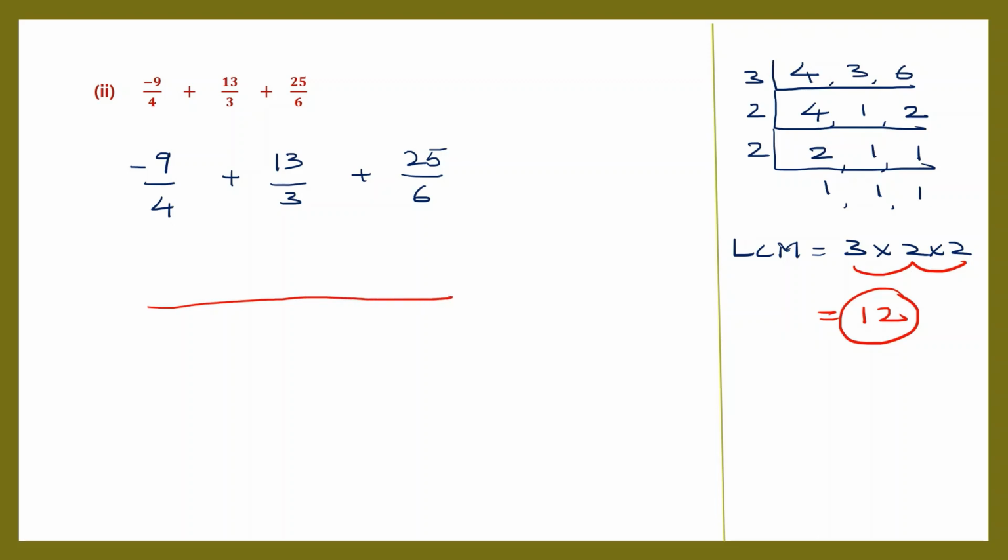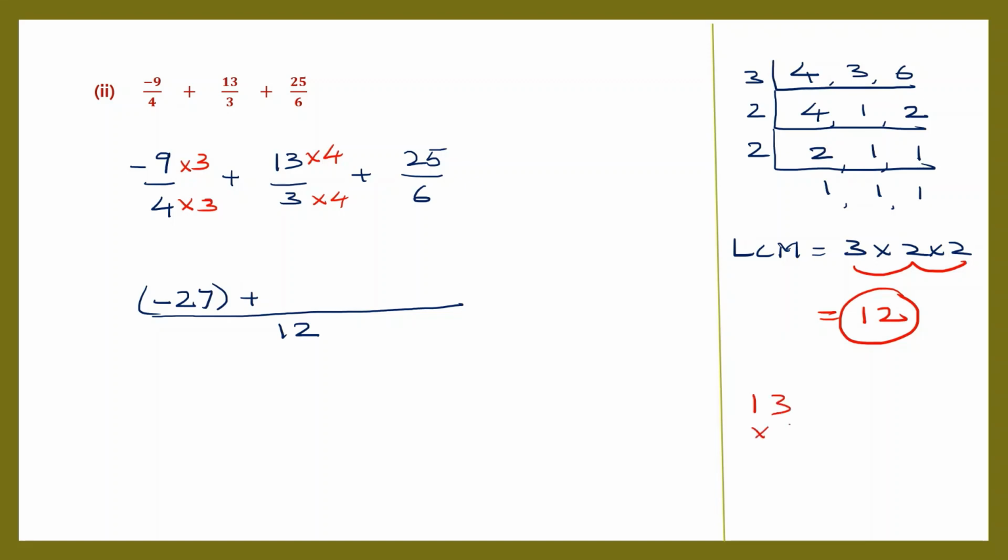So 4 into 3 is 12. Let's multiply minus 9 into 3. So minus 9 into 3 is minus 27. 9 threes are 27. Plus, let's go to the next one. 3 fours are 12. So 13 into 4. So let's multiply 13 into 4 and see what we get. 4 threes are 12, carry 1. 4 ones are 4 plus 1, 5. So we've got 52. So that is plus 52.